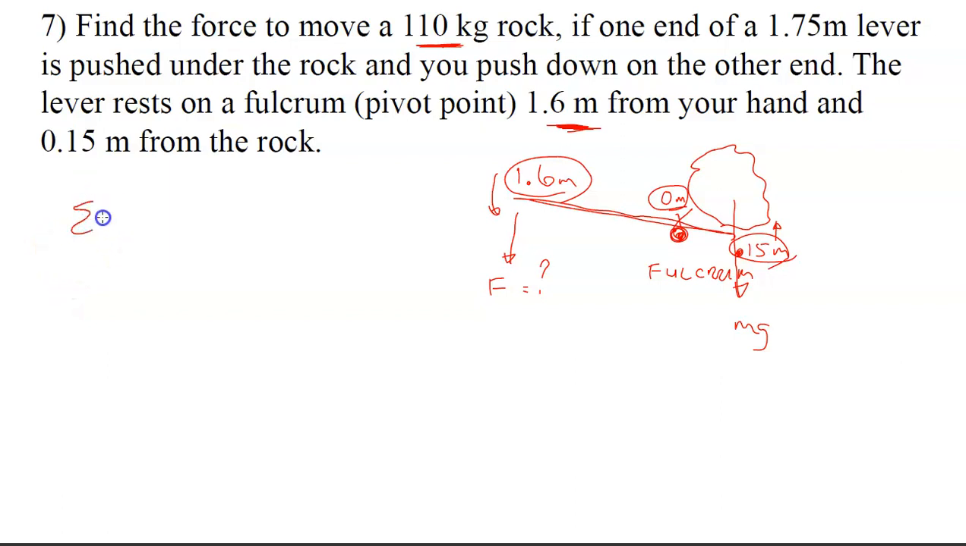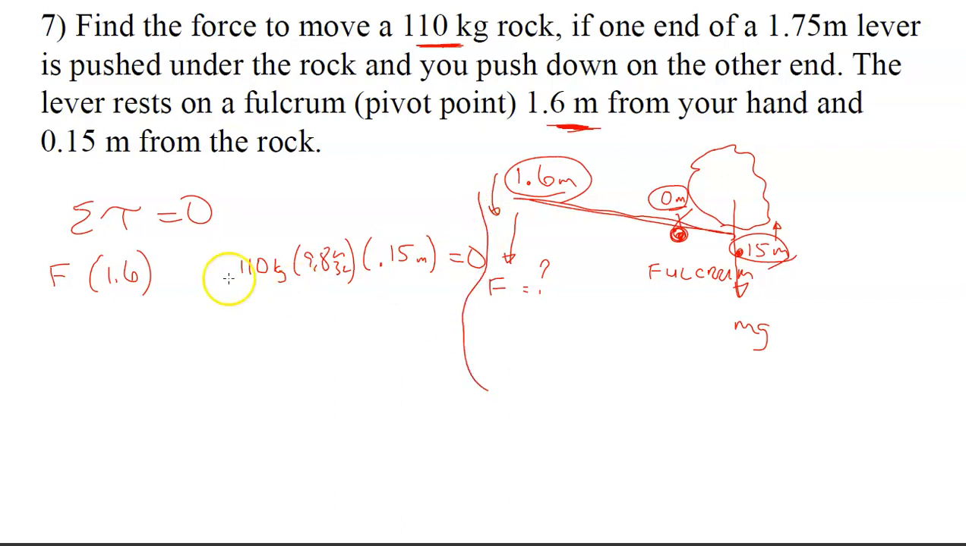You could come in here and say the sum of the torque equals 0, and that would be F times 1.6, and I've got mg, 110 kilograms, times g, 9.8 meters per second squared, times its distance, 0.15, and that better be equal to 0, okay? And that would work just fine. Should have put a unit in here because I put it everywhere else. Can't get it in. Okay?